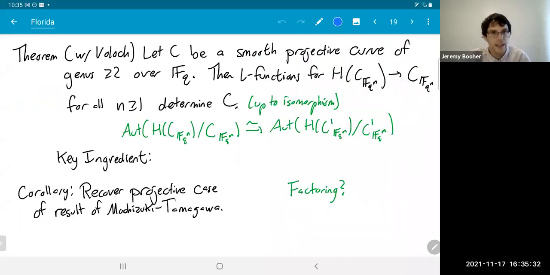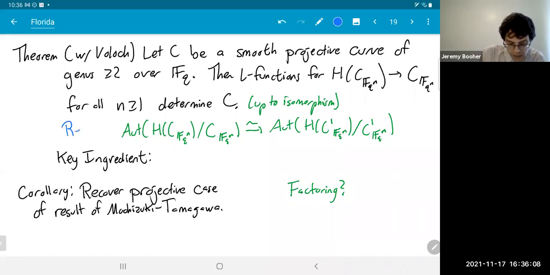So Felipe Volek and I can actually prove something along these lines. Suppose I have a smooth projective curve of genus at least 2 over a finite field. Then L functions for the Hilbert covers basically determine the curve up to isomorphism. The only detail is you can't just look at the curve over your ground field. You have to also look at the curve where you use larger finite fields as the coefficients. But if you tell me all those L functions, I can tell you what the curve is. So this is a really nice result.